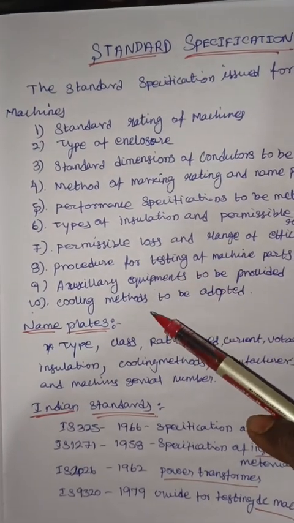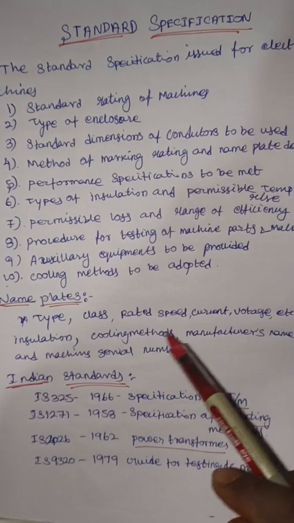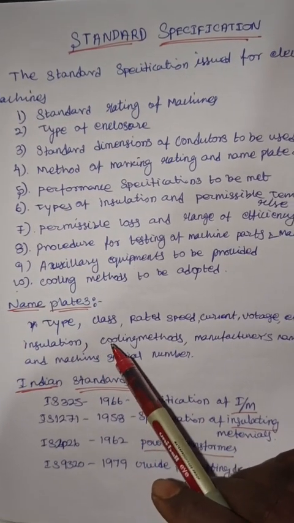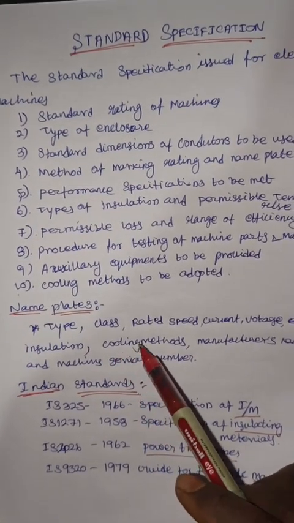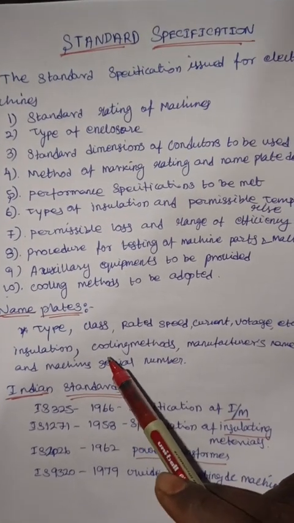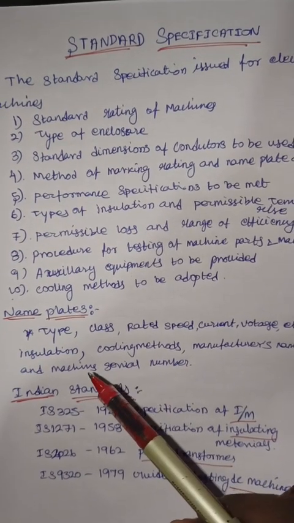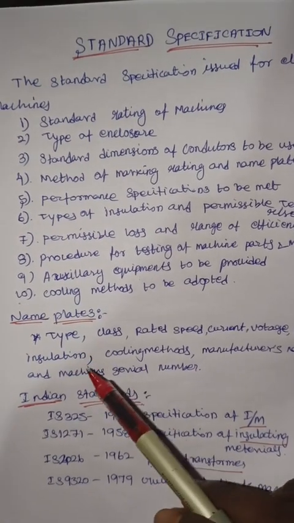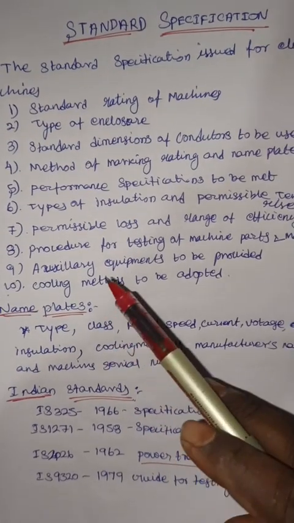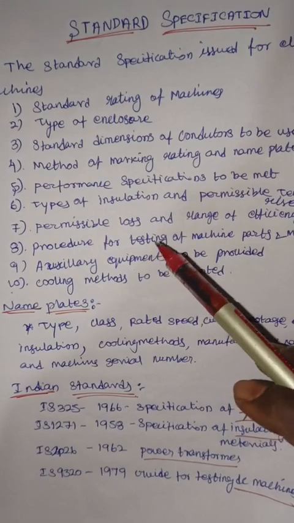After the manufacturing process, they need to mention all these factors: the type of machine and the classes of duty, then the rated current, speed, voltage, etc. Then the type of insulation and cooling methods, the manufacturer name and manufacturer serial number, all of that you should mention in the nameplate details. This is the actual procedure for the standard specification.